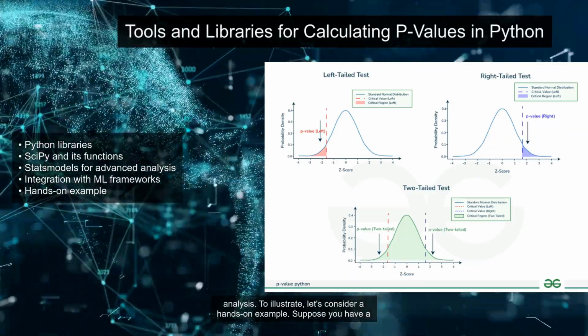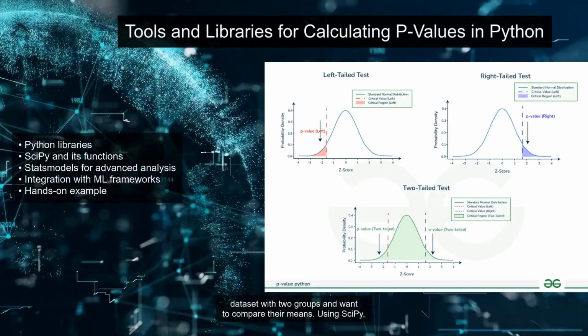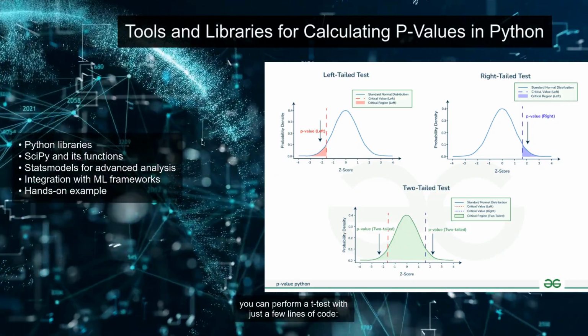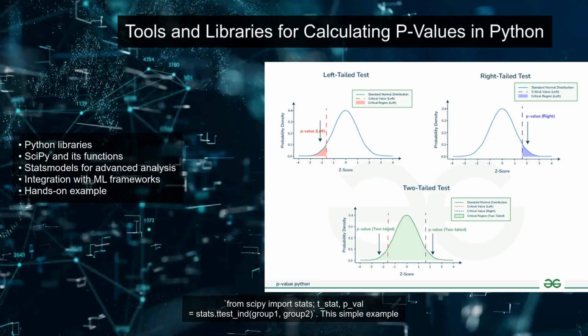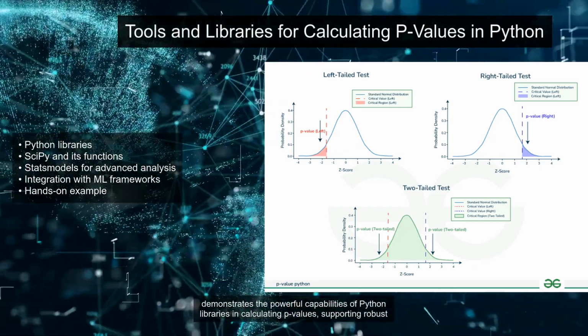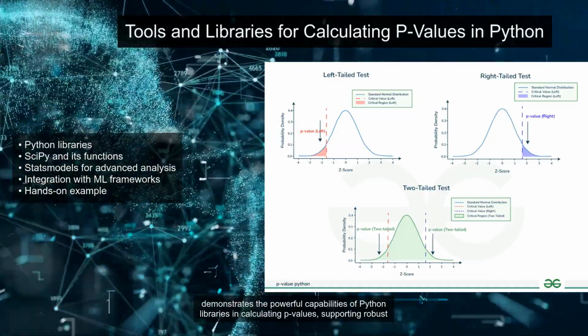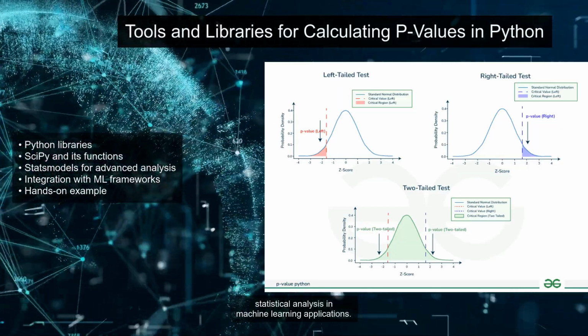To illustrate, let's consider a hands-on example. Suppose you have a dataset with two groups and want to compare their means. Using SciPy, you can perform a t-test with just a few lines of code. From scipy import stats, t_stat, p_val equals stats.ttest_ind(group1, group2). This simple example demonstrates the powerful capabilities of Python libraries in calculating p-values, supporting robust statistical analysis in machine learning applications.